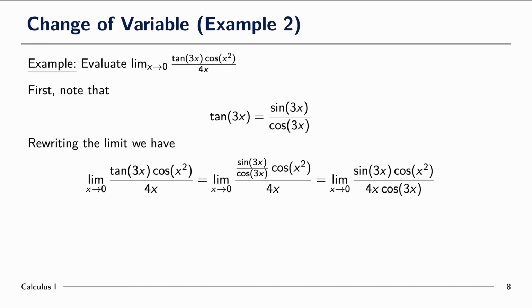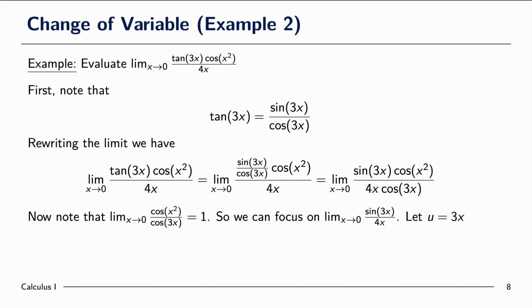Here, we can just use the product limit theorem. We can do the limit of cos x squared divided by cos 3x as x approaches 0 times the limit of sine 3x divided by 4x as x approaches 0. And notice that the limit of cos x squared divided by cos 3x as x approaches 0 is equal to 1. So we can just focus on the limit of sine of 3x divided by 4x as x approaches 0. Now a tricky part is sine of 3x, so let's let u equal 3x.